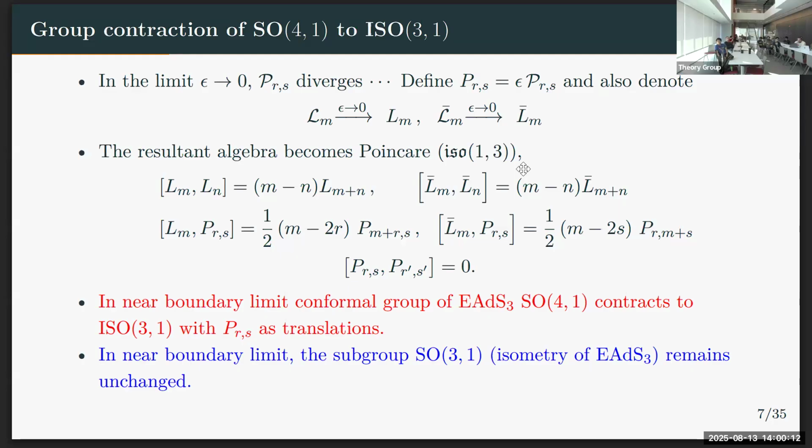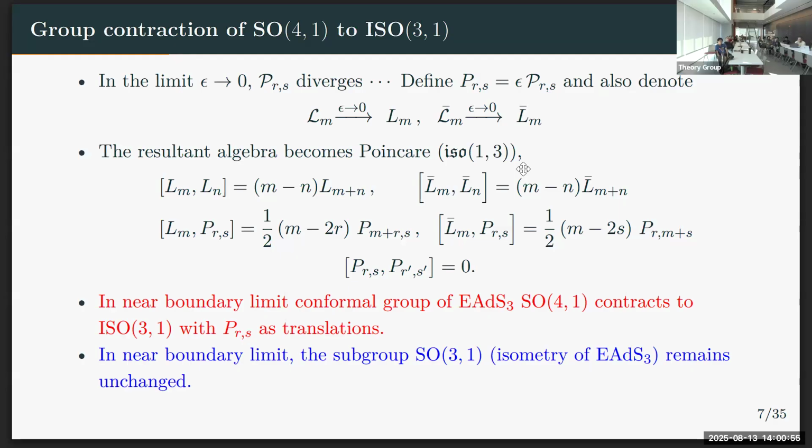So what I can say through this slide is, firstly, that in the near boundary limit the conformal group of Euclidean AdS3, SO(4,1), contracts to ISO(3,1) with P_RS as translations. That's one inference. Another inference is that the subgroup SO(3,1) remains unchanged. Earlier it had the same form, and after taking the limit the subgroup SO(3,1) still remains the same. So it's still giving you SL(2,C). It is undeformed. The only change comes with the commutator of P_RS.